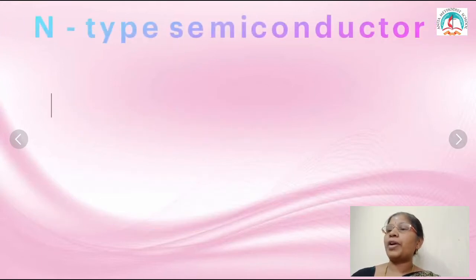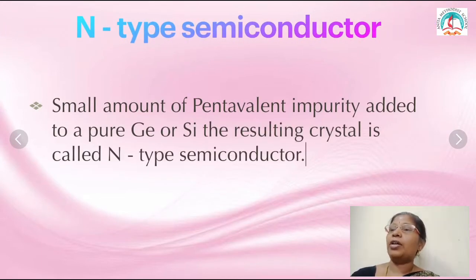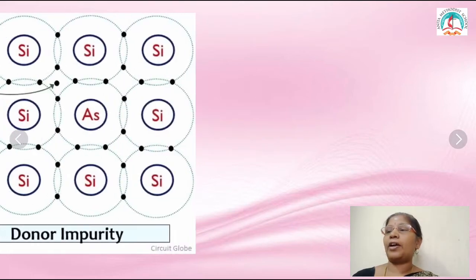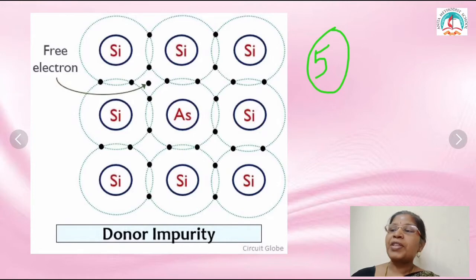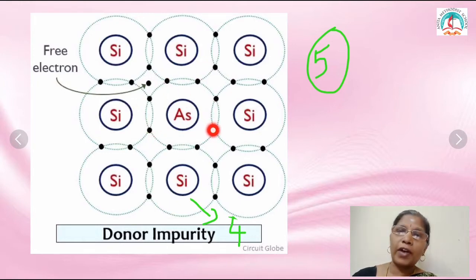Okay, now the next one is the n-type semiconductor. When will you get this n-type semiconductor? When a small amount of pentavalent impurity is added to germanium or silicon, you will get n-type semiconductor. See the diagram, this is an n-type semiconductor. Now I am adding arsenic. How many valence electrons does arsenic have? The valence electron count of arsenic is 5. Silicon's valence electron count is 4. So now what happens? Four of the arsenic electrons and the silicon electrons form covalent bonds.